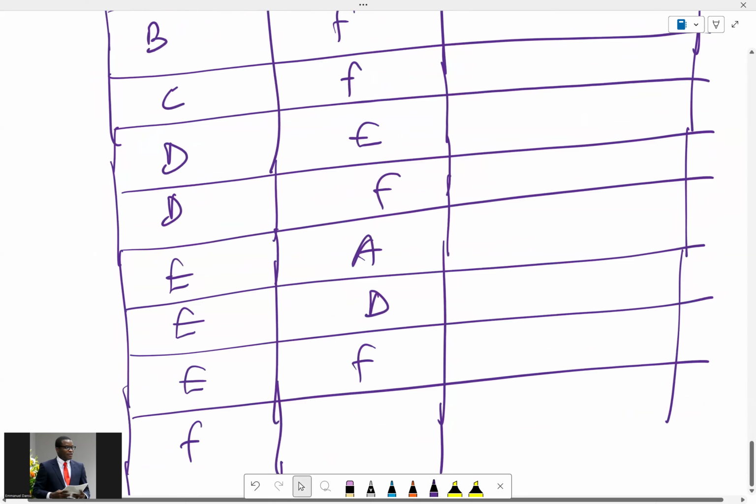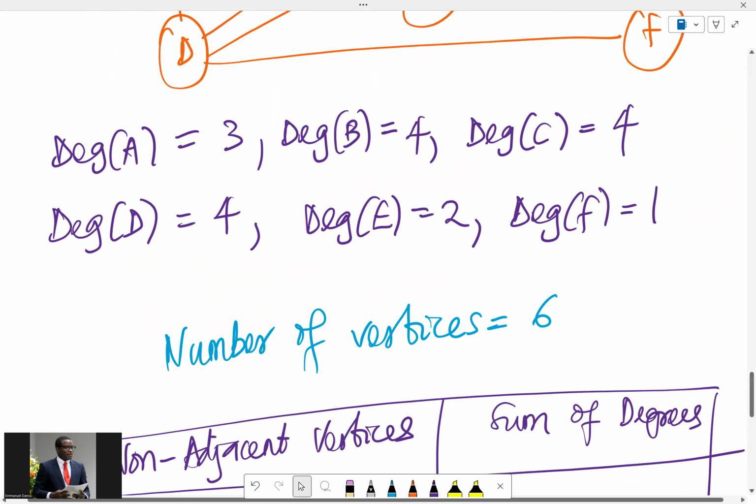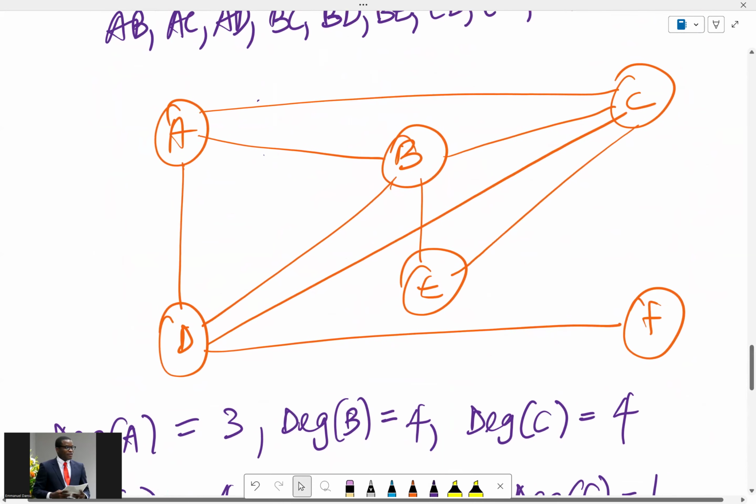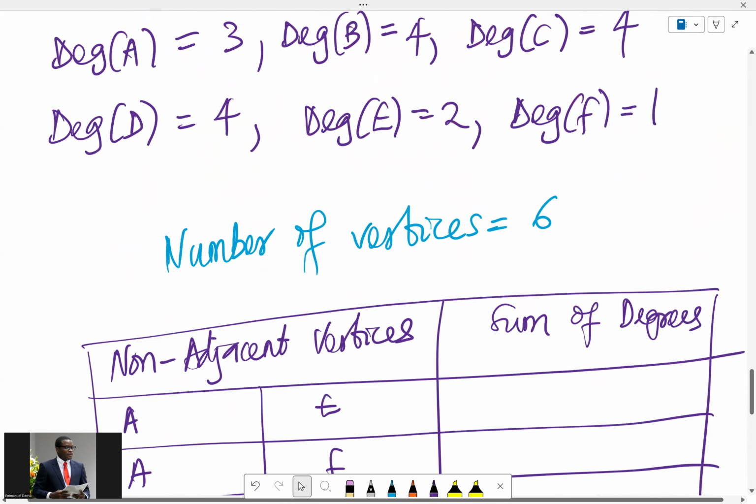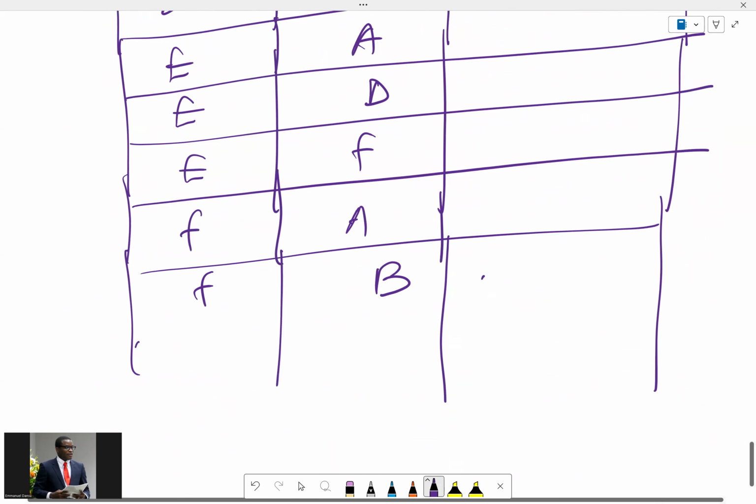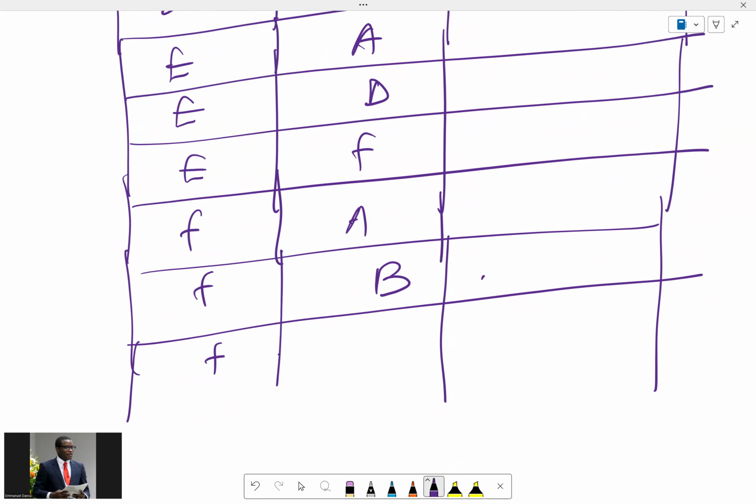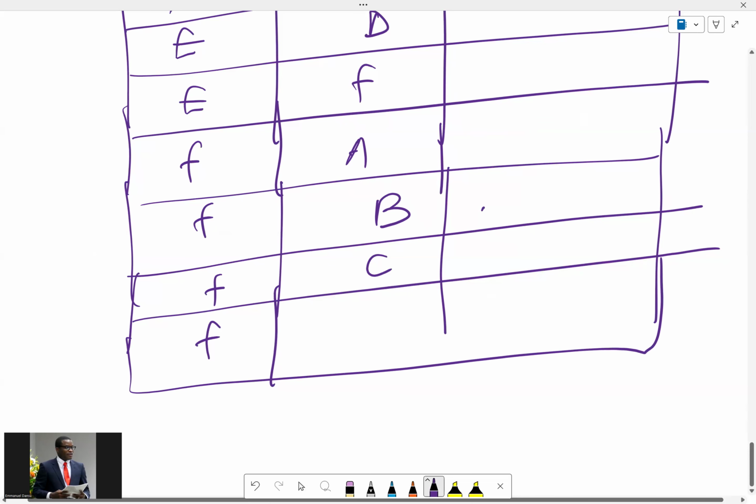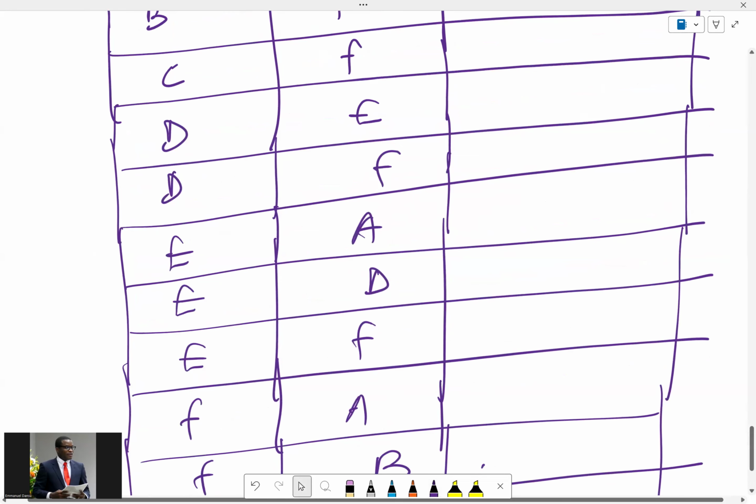F is non-adjacent to... it's only adjacent to D. So it's not adjacent to A, B, C, E. So we have FA, FB, FC, and FE. It's not adjacent to all of these. Well, I mean, we can cross out some.